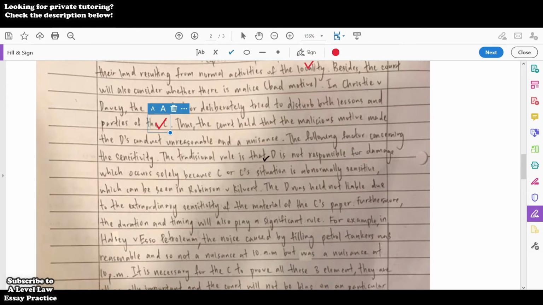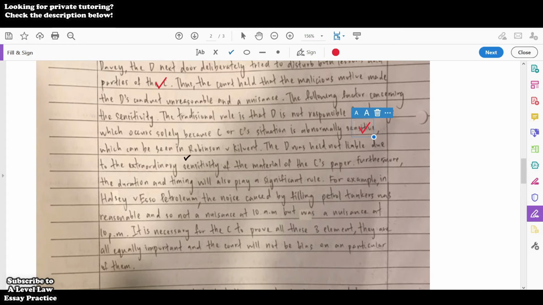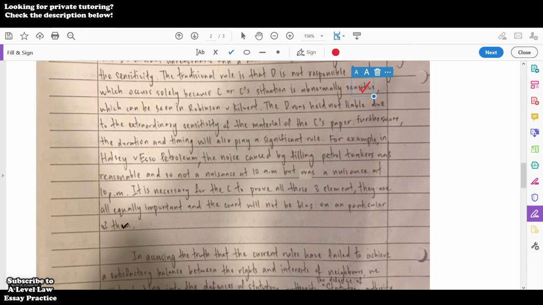The traditional rule is that the defendant is not responsible for damage which occurs solely because the claimant or the claimant's situation is abnormally sensitive, which can be seen in Robinson v Gilbert. Here, the defendant was held not liable due to the extraordinary sensitivity of the material of the claimant's paper. Furthermore, the duration and timing will also play a significant role. For example, in Halsey v Esso Petroleum, the noise caused by filling petrol tankers was reasonable and so not a nuisance at 10 a.m., but was a nuisance at 10 p.m.